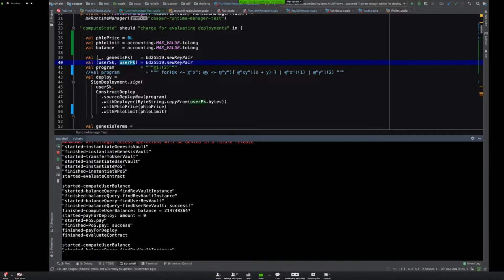So I can transfer to a user, for example, before that user even has a vault, and that's valid behavior on the platform.